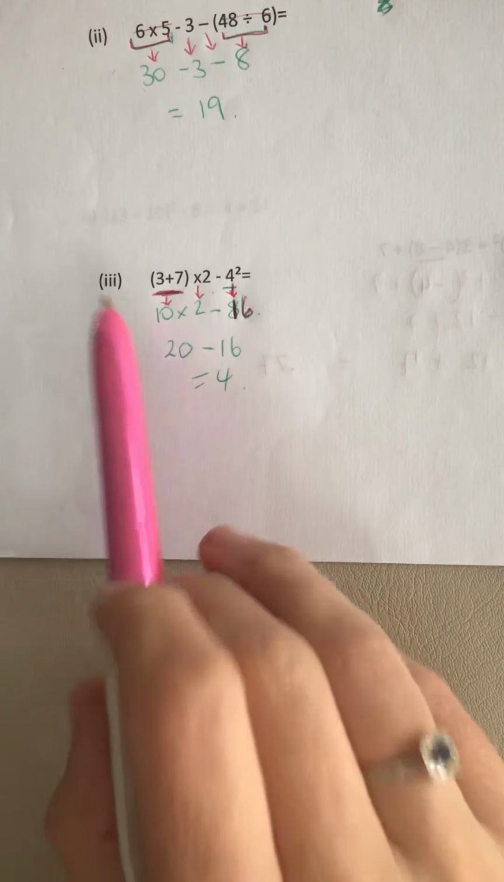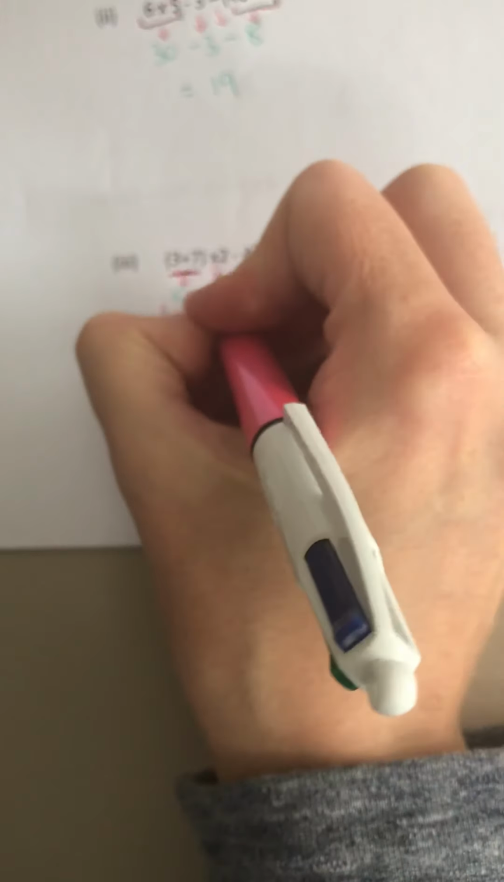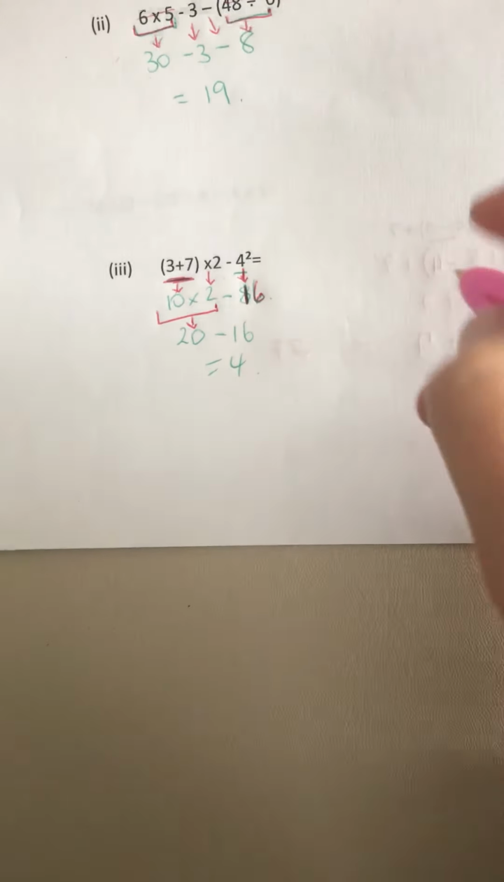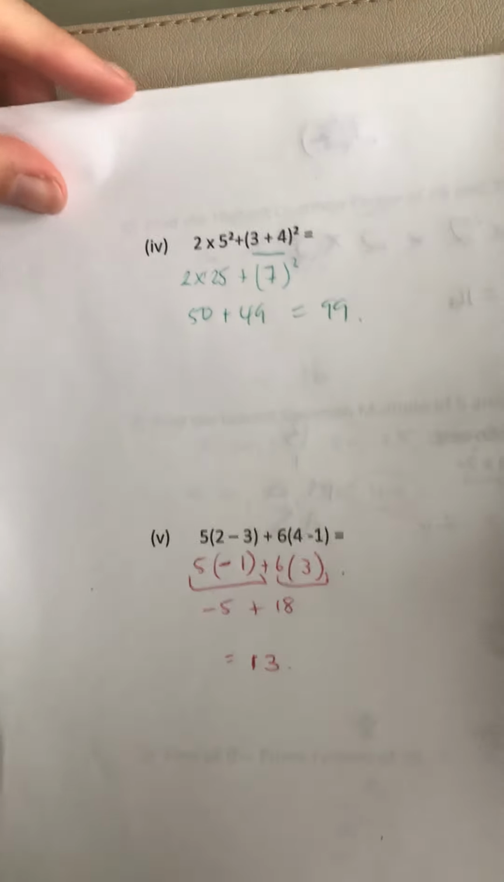So we've our brackets done, we've our indices done, any multiplication or division? Yes. Take down the rest of your sum. Any addition or subtraction? Yes. So my final answer there is 4.